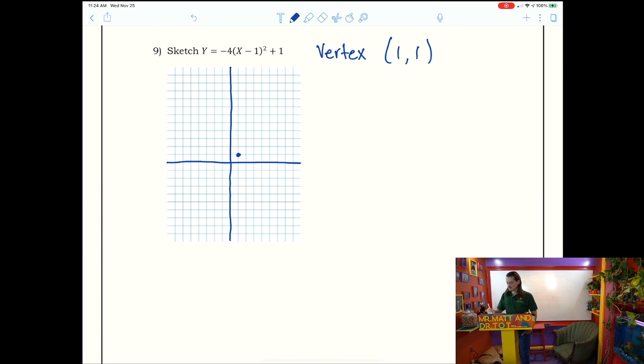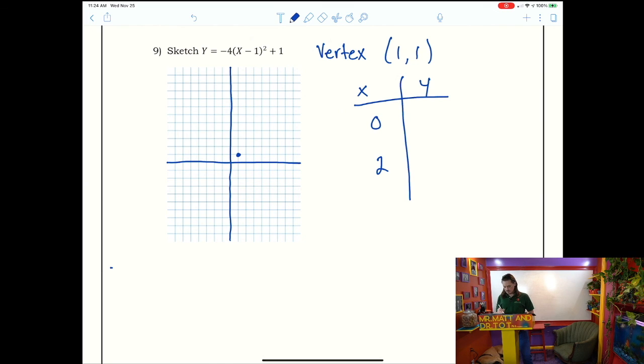So I'm going to test a value a little bit to the left and a little bit to the right, maybe 0 and positive 2. So when x is equal to 0, I'm going to have negative 4 times 0 minus 1, not 2, minus 1 quantity squared plus 1. 0 minus 1 is negative 1. Negative 1 squared is positive 1. So this is going to be negative 4 times positive 1 plus 1. Negative 4 times 1 is negative 4. Negative 4 plus 1 is negative 3.